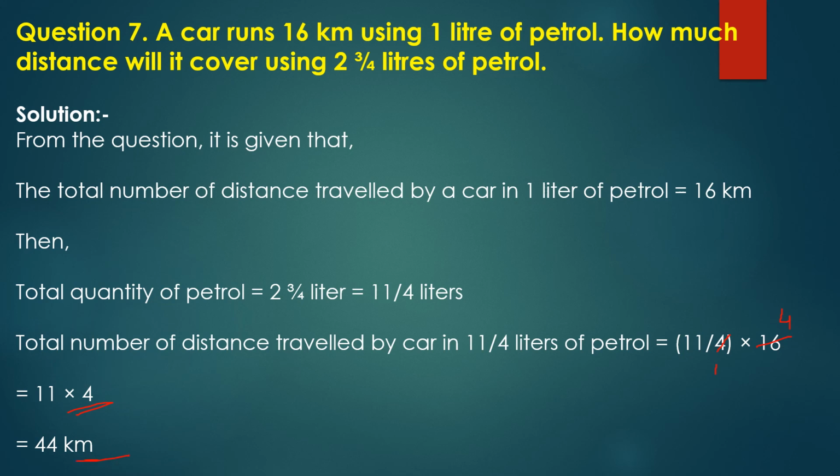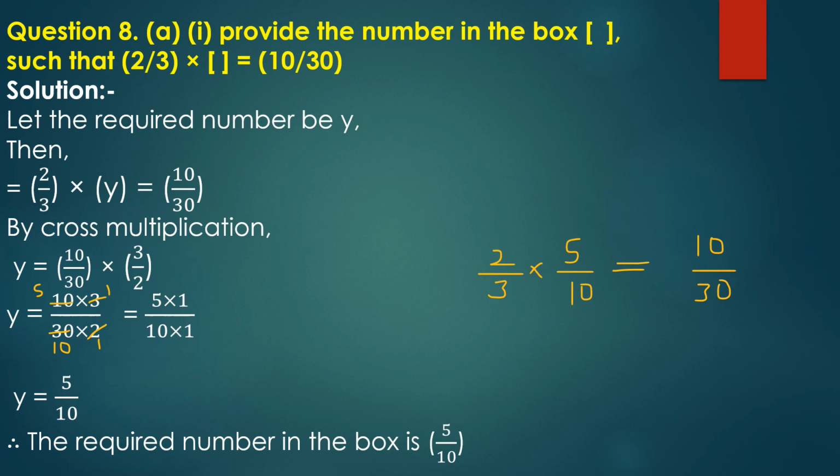So if we have 2 by 3, 3 by 4 liters of petrol, we can travel 44 kilometers of the distance. Okay. So this is how we have to calculate. Now let us go for question number 8. Under the question number 8, there are two sub-questions and under each sub-question, there are two further sub-questions. So let us see one by one.